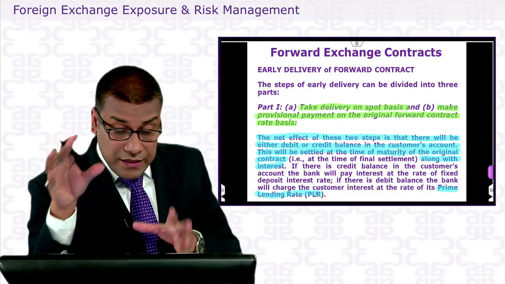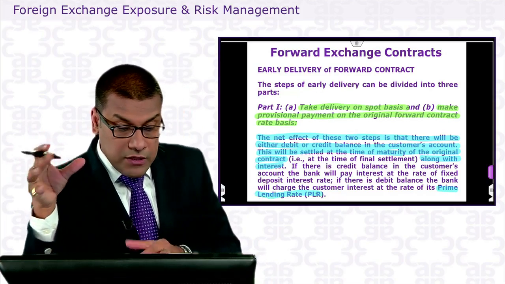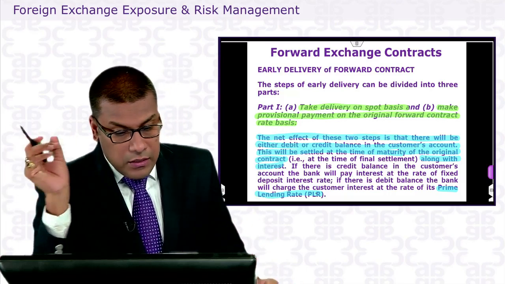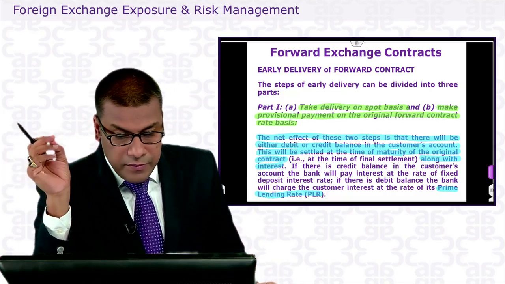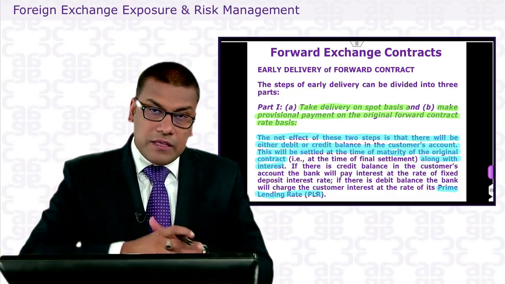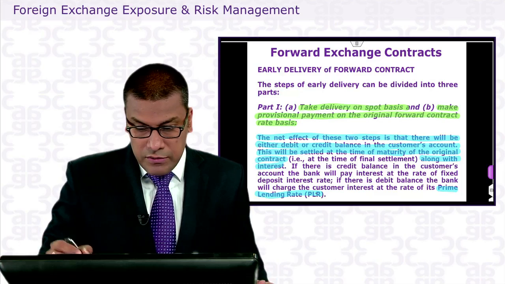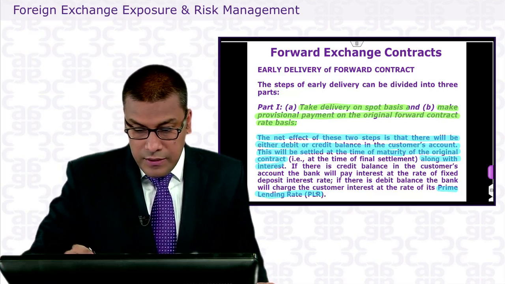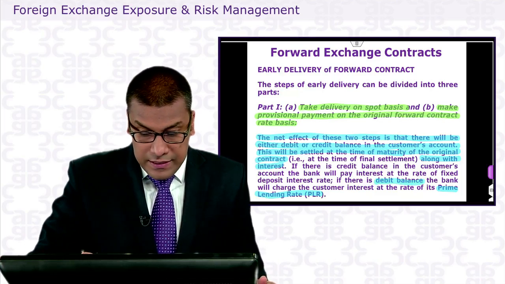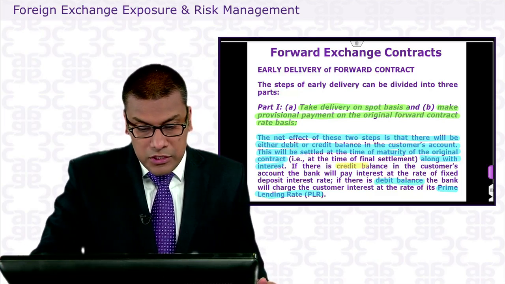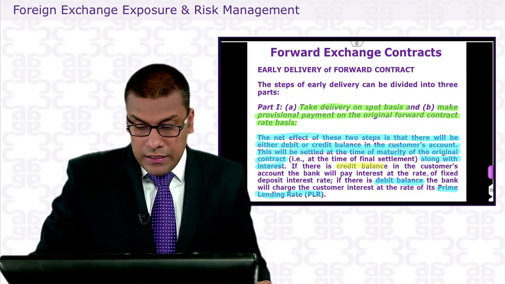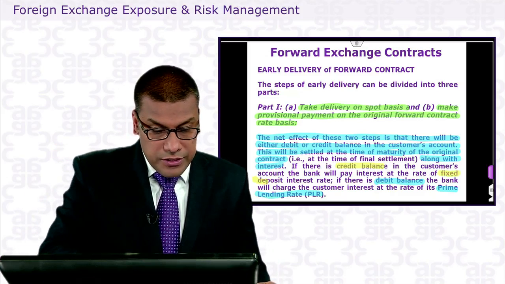Now, if there is a credit balance in the customer's account, the bank would pay interest at the rate of fixed deposit rates. So in case of credit balance, it will be the fixed deposit rate. Otherwise, a debit balance would have prime lending rates. If it's a credit balance in the customer's account because of the set of two transactions, then it would be at fixed deposit interest rates.